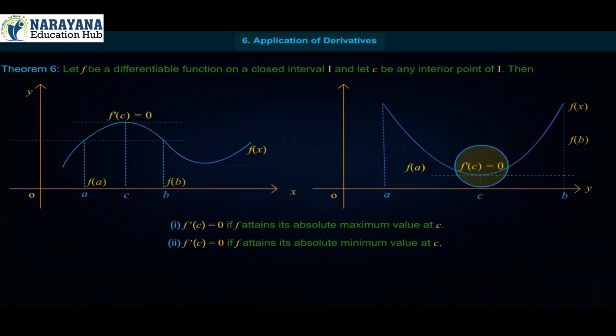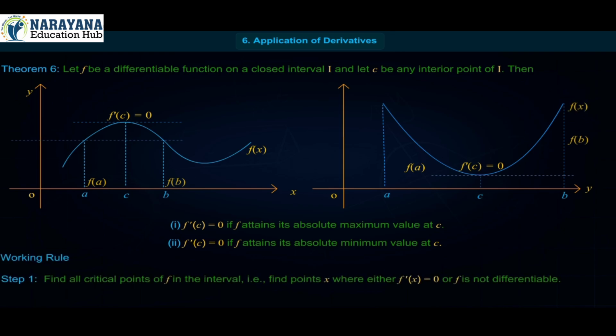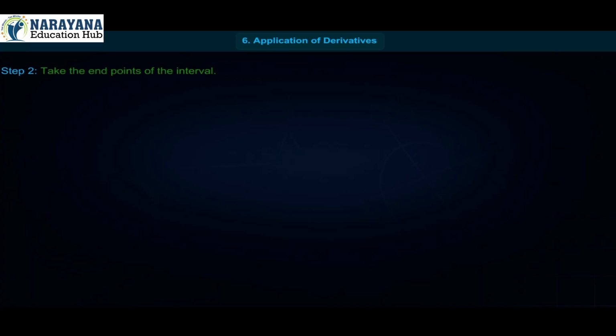Number 2, f dash of c is equal to 0 if f attains its absolute minimum value at c. Working rule. Step 1. Find all critical points of f in the interval. That is, find points x where either f dash of x is equal to 0 or f is not differentiable. Step 2. Take the endpoints of the interval.